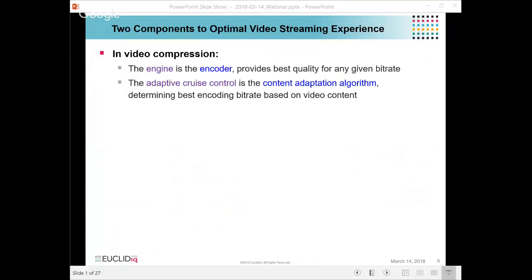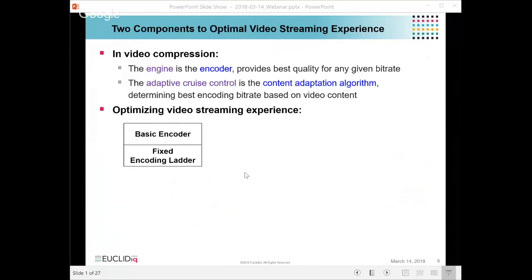By analogy, there are two similar components to an optimal video streaming experience. The car's high-performance engine is equivalent to the encoder, which seeks to provide the best video quality for any given bit rate. The car's intelligent adaptive cruise control is equivalent to a content adaptation algorithm, which determines the best encoding bitrate based on the video content.